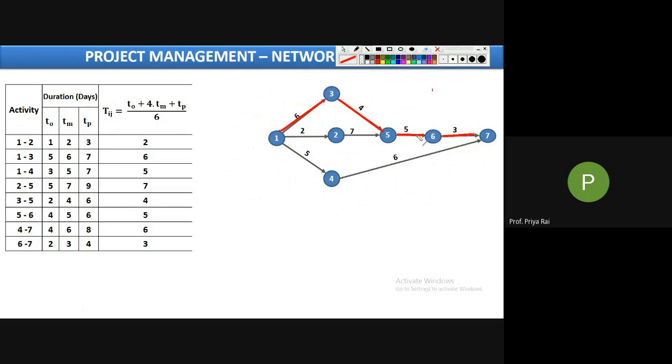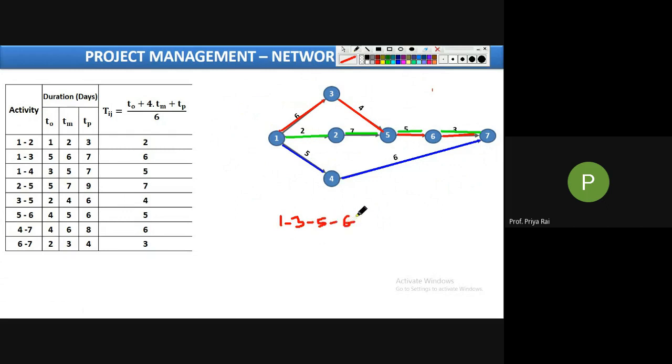Now the second path is, suppose, green. And the third path is suppose this one and this one. So how many paths are there? 3 paths. We have identified these 3 paths. So the first path is your 1 to 3 to 5 to 6, then to 7.